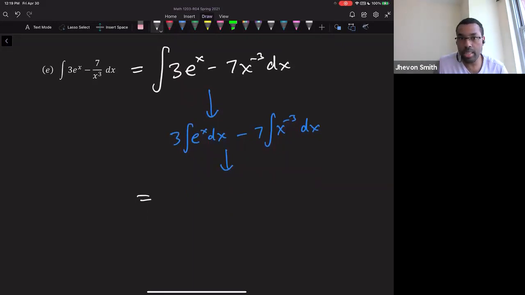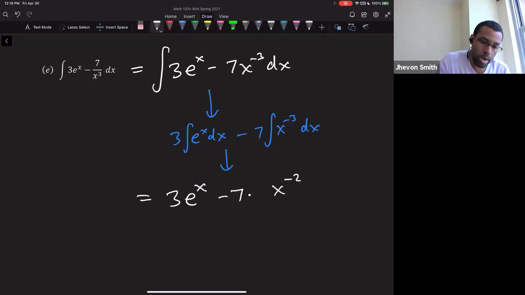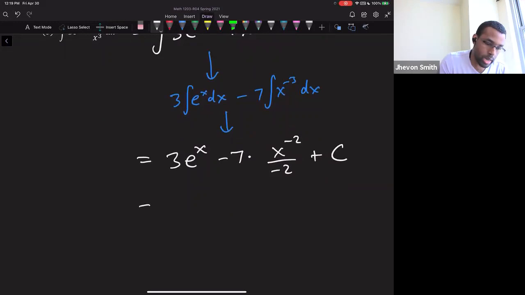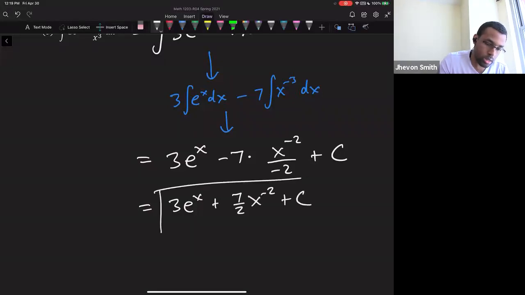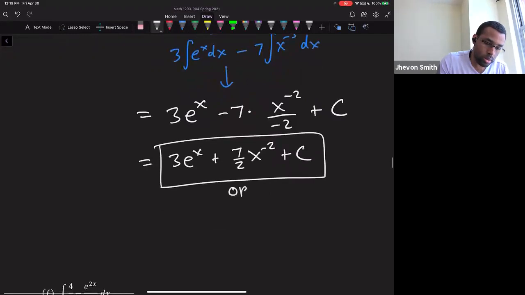The antiderivative of e to the x is e to the x. So that stays as 3e to the x. And then I would have a minus 7 times, add 1 to the power, divide by the new power, plus c. And then I would have 3e to the x plus 7 over 2 x to the minus 2 plus c. Or, of course, 3e to the x plus 7 over 2x squared is another way to write this, plus c.